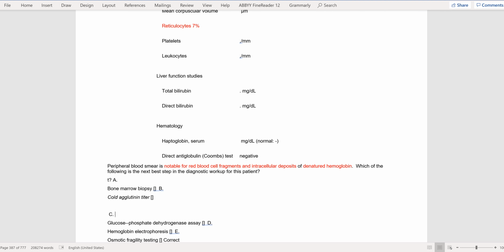So that's the difference. Osmotic fragility test is for hereditary spherocytosis, which presents with spherocytes on peripheral smear and splenomegaly on examination, neither of which is present in this patient. So that's about it for this case. That's the summary. Let's go next.